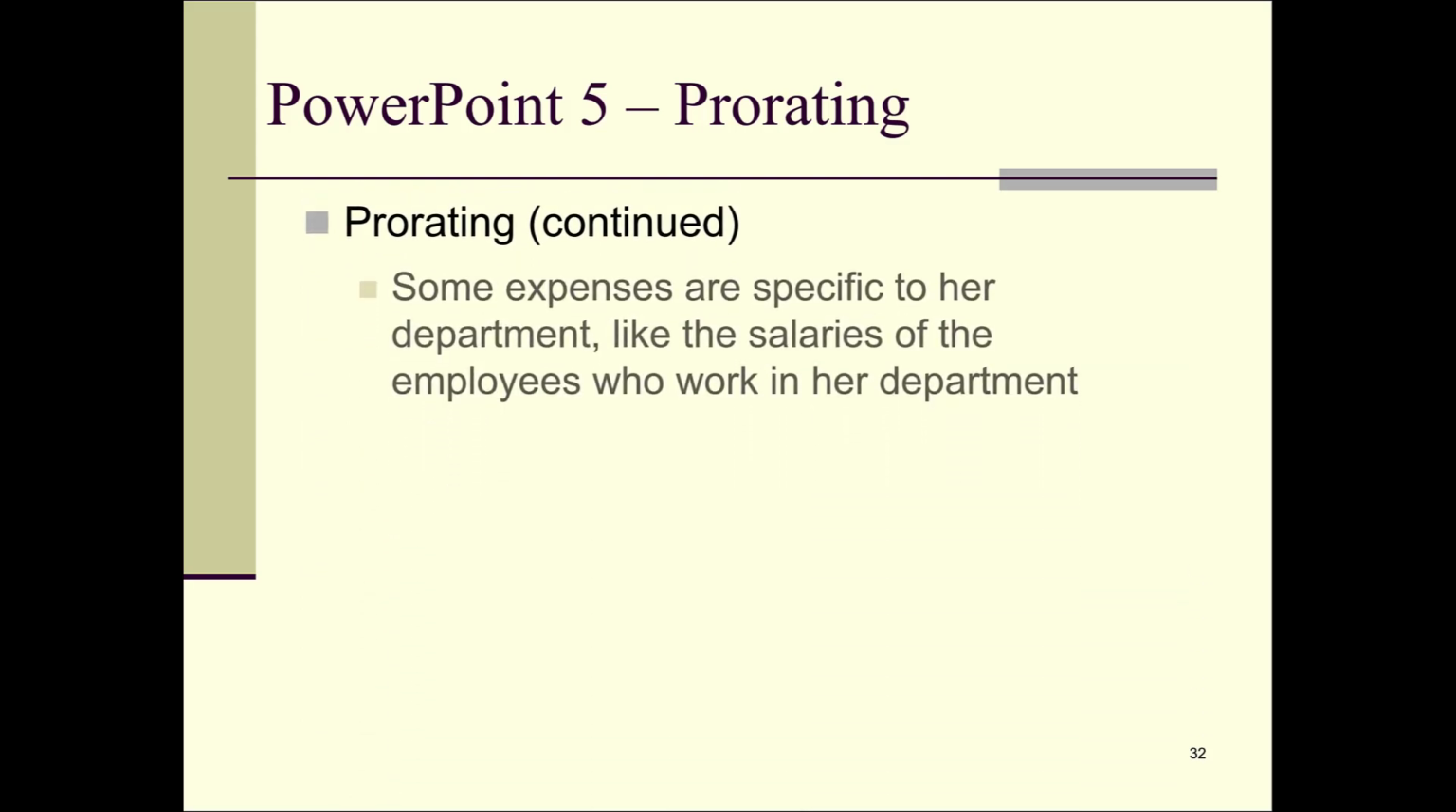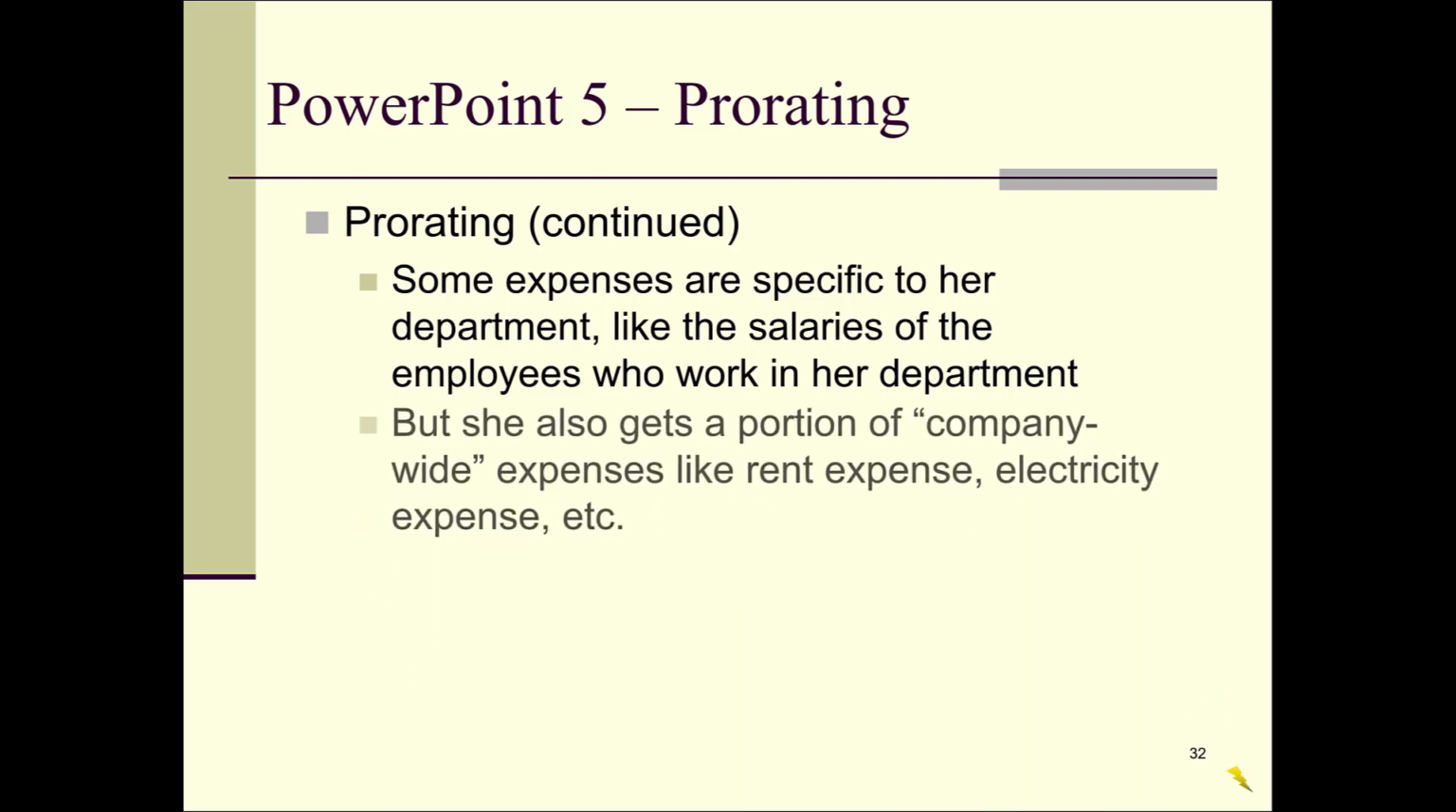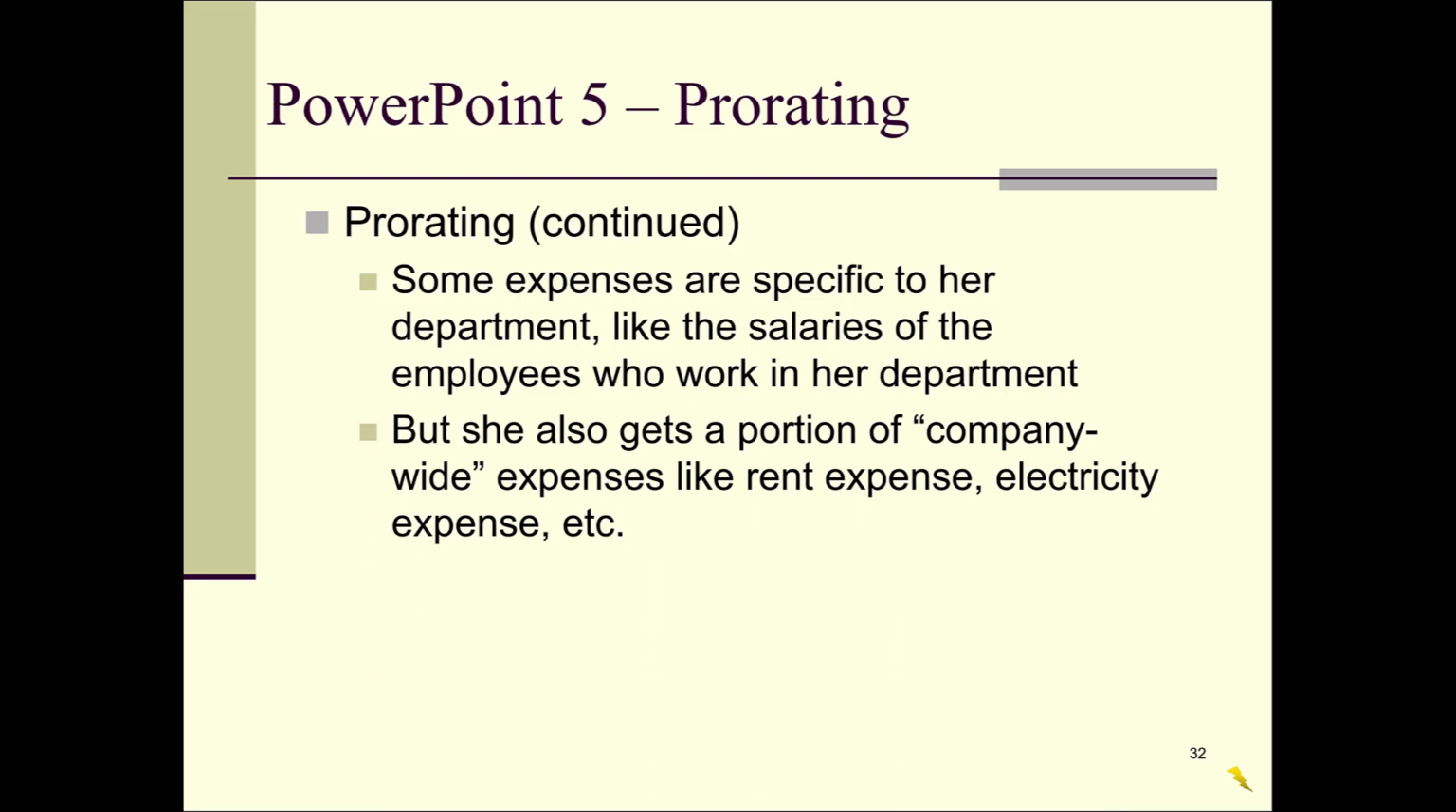Some expenses are specific to her department and they're easy to figure out, like the salaries of the employees that work for her. Those salaries are expenses and they go towards her budget. But her department also gets a portion of company-wide expenses like rent expense, electricity expense, etc. So the accountants in the company had to figure out what portion of the rent expense is going to go towards her department, what portion of the electricity expense is going to go towards her budget, etc.